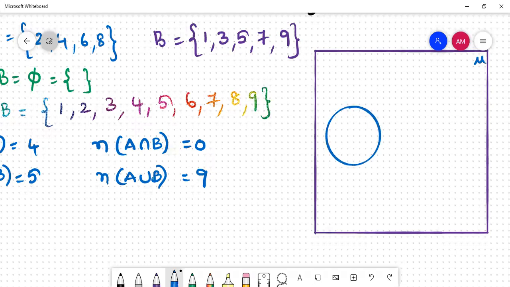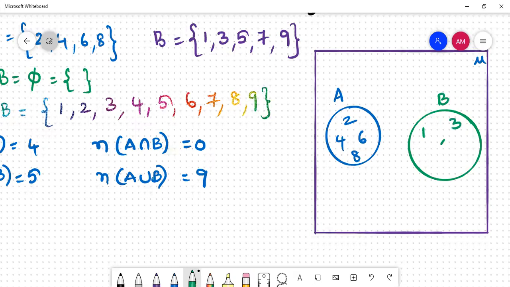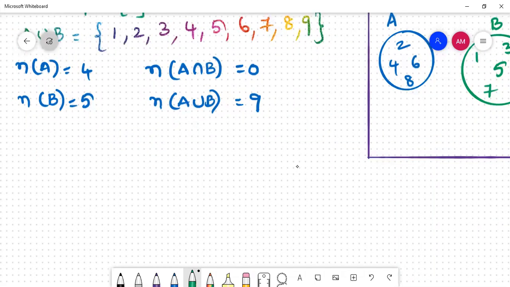Why? What's the reason? Because they are disjoint sets, ma'am, not just overlapping. Yes, because there are no common elements in disjoint sets. Clear? So, this is A. In A, what are the elements? 2, 4, 6, 8. In B, what are the elements? 1, 3, 5, 7, 9. This is the Venn diagram for these sets.